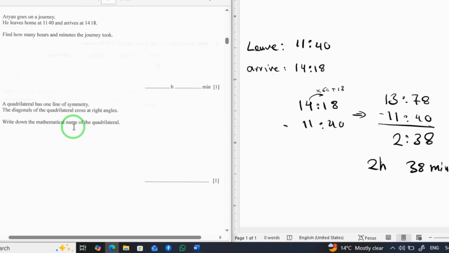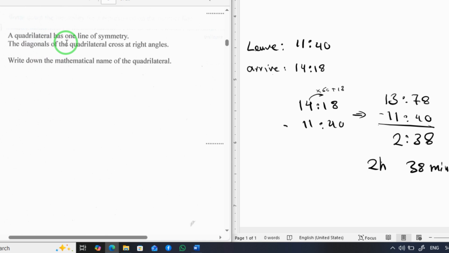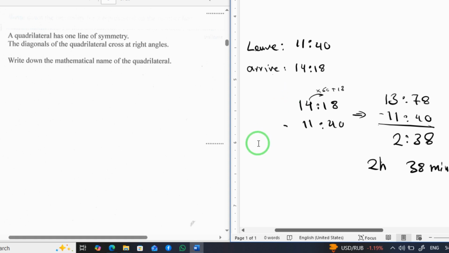Now we go to question 3. A quadrilateral has only one line of symmetry. The diagonals of the quadrilateral cross at right angles. Write down the mathematical name of the quadrilateral. We should analyze what kind of quadrilateral this is.